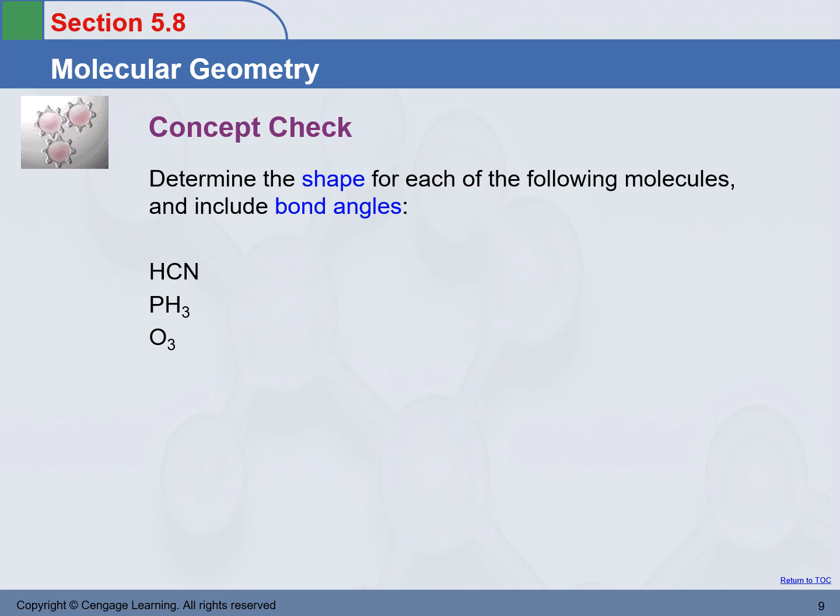Once you're done with all 3, come back for the answer key. So pause the video and work on them. Check the answer keys later.